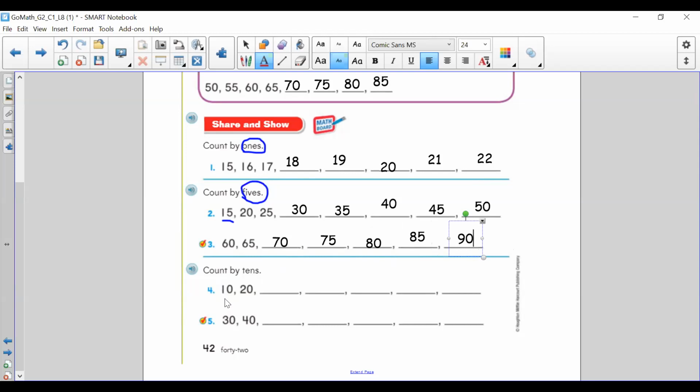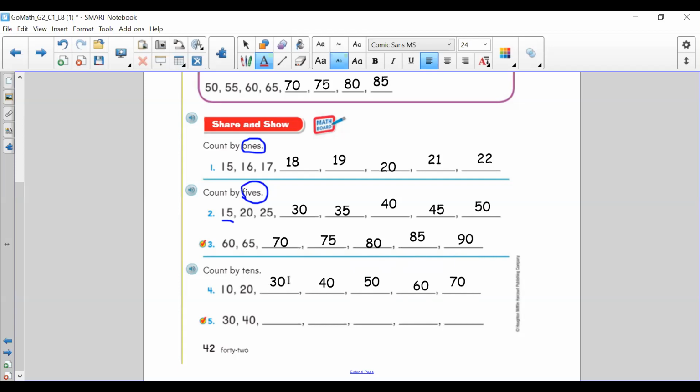Now we're going to count by tens, and this one's easy because we're used to starting at 10. So we say 10, 20, 30, 40, 50, 60, 70. But what if we wanted to start at 30?